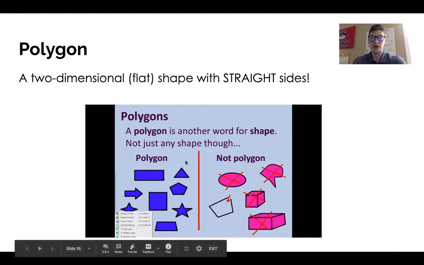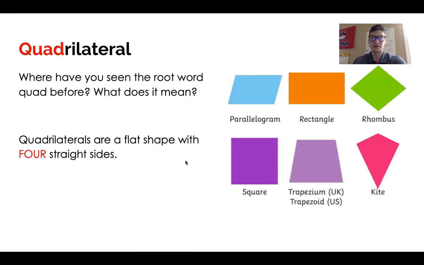So again, polygon, a flat shape with straight sides. A quadrilateral is what we are focusing on today. Where have you seen that root word quad before? And what does it mean, right? Have any of you ever ridden a quad before, right? Quad means 4. So a quadrilateral is a shape, a flat shape, two-dimensional, with four straight sides.